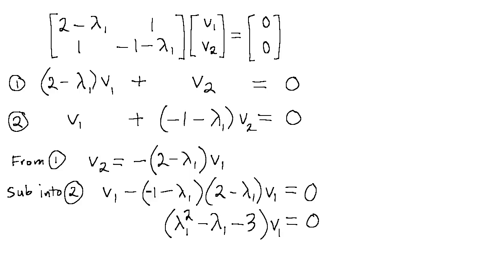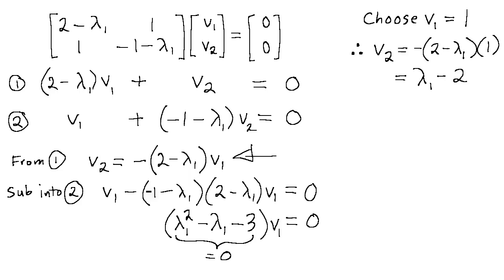Because lambda 1 is a root of the quadratic function lambda squared minus lambda minus 3, we know that this stuff contained in the brackets must be equal to 0. That means that no matter what value of V1 we choose, this modified version of equation 2 will be satisfied. Since we want to avoid the situation where V is made up entirely of zeros, we choose a value for its first entry that's something other than 0. So let's choose V1 equal to 1. If that's the case, then this tells us that V2 must be this. So V is this vector here.